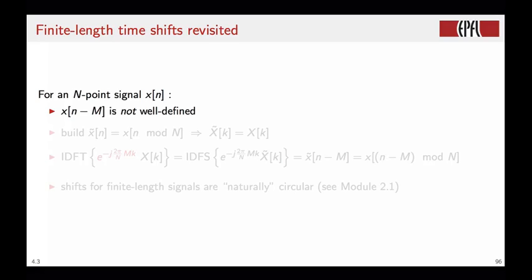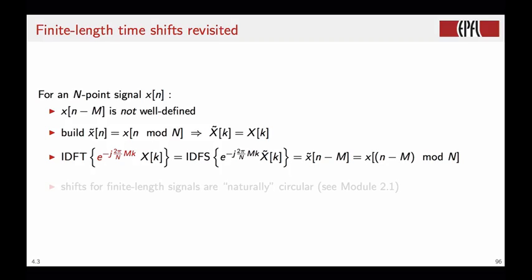We saw that in this case a shift is not a well-defined operation, and we need to embed the signal into an infinite length signal either by building a finite support or a periodic signal. Now we can always build x tilde of n as x of n modulo big N. Now mathematically the DFS of this periodic signal is equal to the DFT of the original signal. So the inverse DFT of the signal times this delay factor that we showed in the previous slide is numerically equal to the inverse DFS of the same quantity.